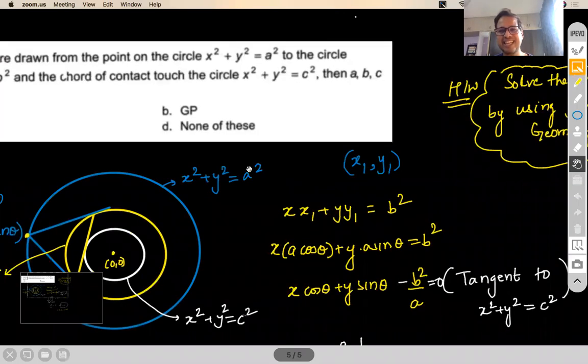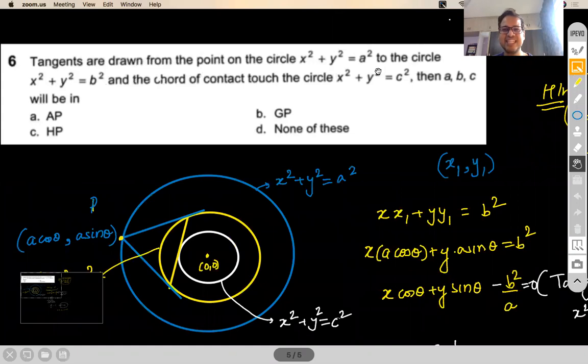Yes, same dimension, Gayatri. They all have their center at the same position. One has a radius of a, another has a radius of b, another has a radius of c. And of course, all these conditions that are given in the question are met by these circles. So no equations, no coordinates to be used. Just in geometry, try to solve this question.